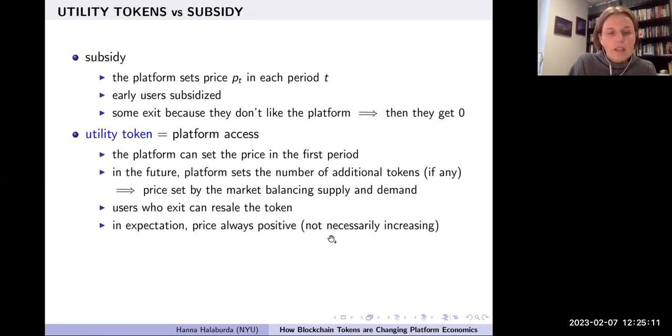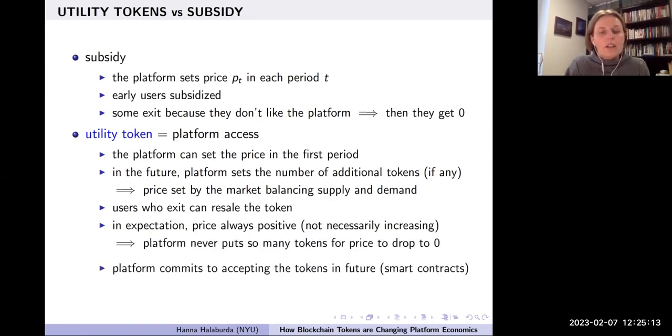So before going on and looking into the outcome of these forces as they are playing out in the market, upon setting them up, I want to emphasize two features that are coming from smart contracts and the blockchain positioning of the tokens. So first of all, the platform can commit to accepting the tokens in the future. And this can be done via smart contracts.